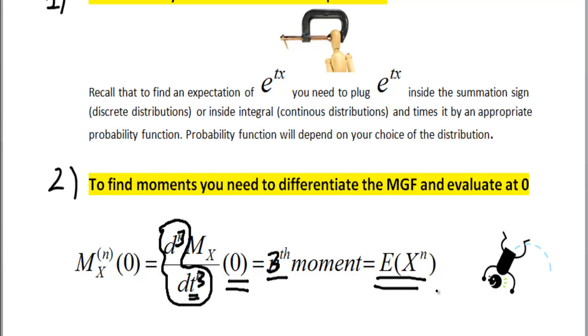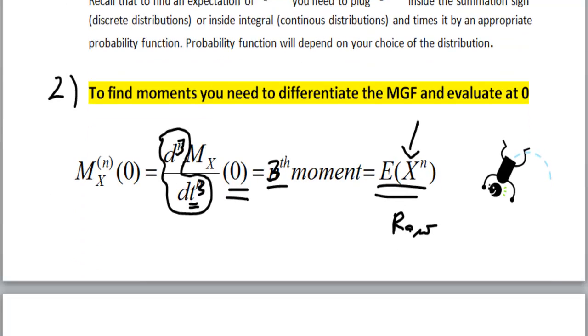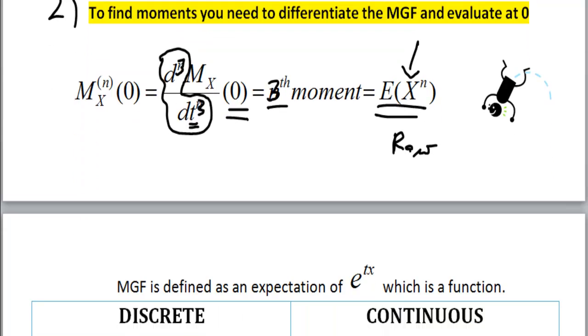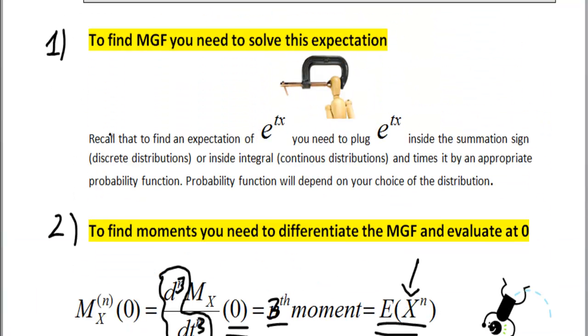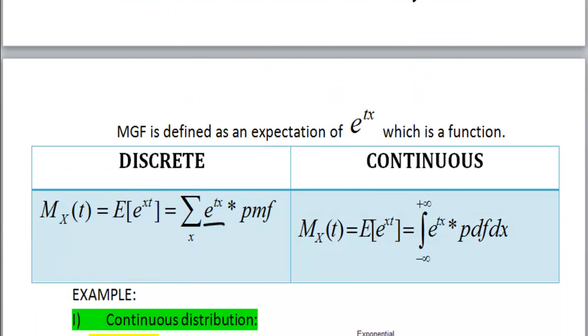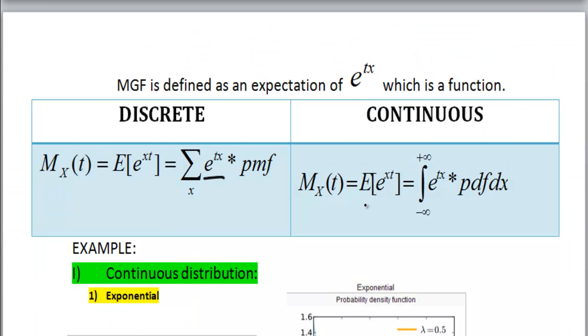Now, if you look carefully here, you will see that the moments that the moment generating function is recovering are actually raw moments. So they are not central, they are raw moments that we are getting out of moment generating function. In this tutorial, I will just concentrate on this first step, how to get moment generating functions. We said that to get a moment generating function, you need to evaluate expectation of this function.